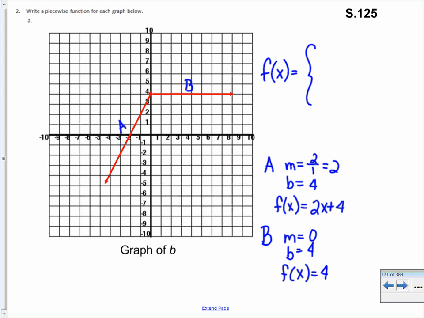So I have two pieces to this piecewise function. For component A, my equation is 2x plus 4, such that x is less than 0. My function for the second component, B, is 4, such that x is greater than or equal to 0. Again, one of the functions needs the equal sign. It does not matter which one. It could be either one. Just know that I have a closed circle at the 4, so one of my function's equations has the equal sign on it.